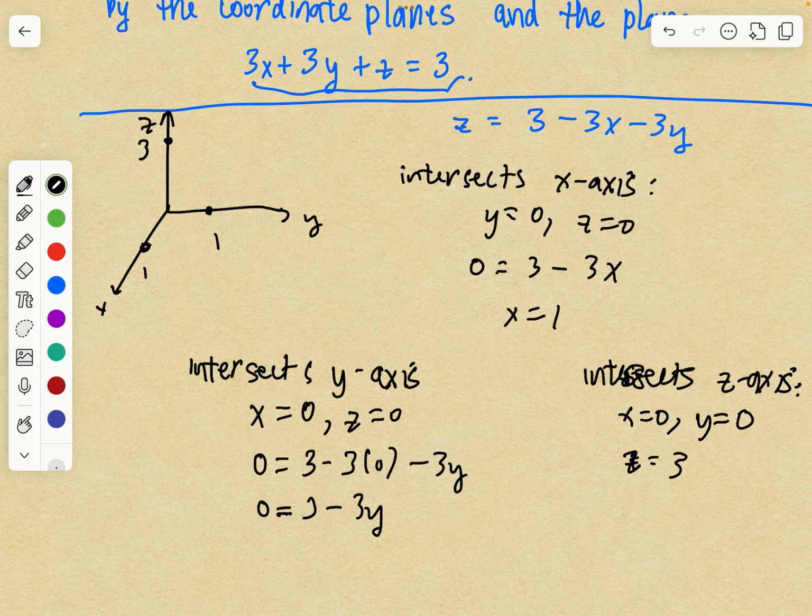So this plane goes through these 3 points, and you only want the part that's in the first quadrant because it's bounded by the coordinate planes, and that's the tetrahedron that we're finding the volume of.